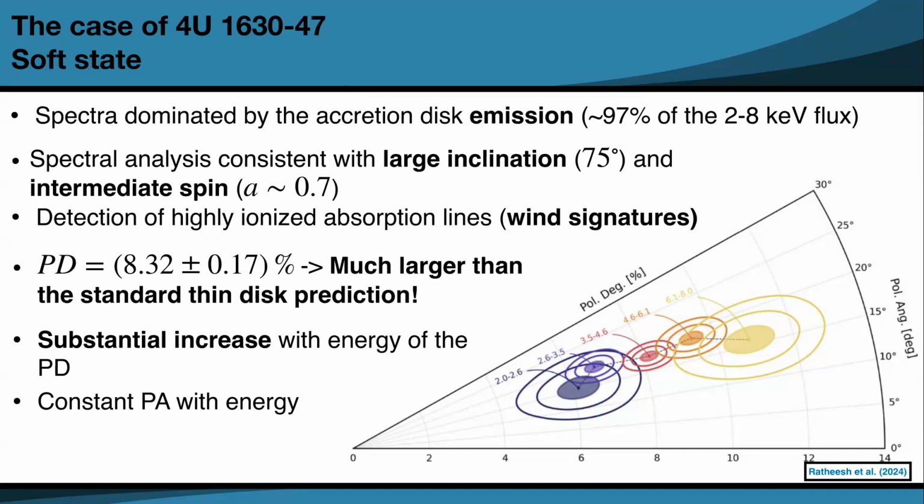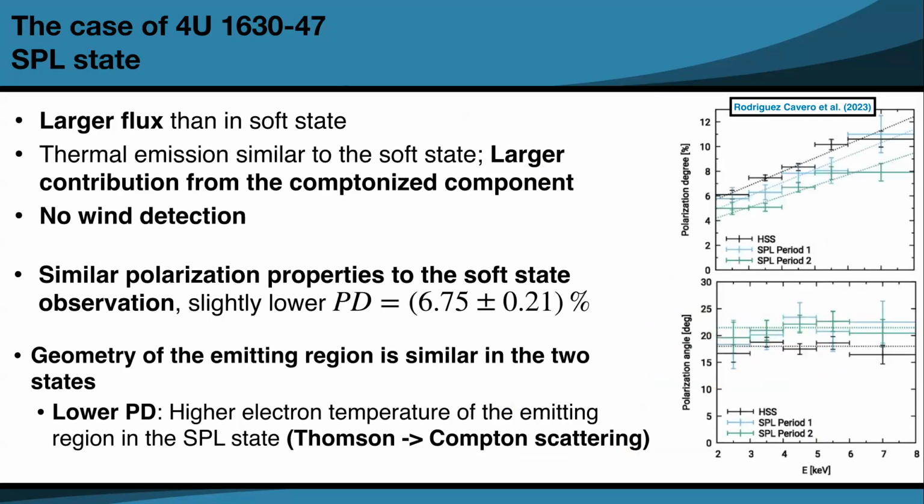So before going into the details of the modelization of this source, I would like to quickly describe the SPL state observation. As I said, in the second observation, the source was observed with a larger flux and a larger contribution from the Comptonization component, but there was no wind detection in this case.